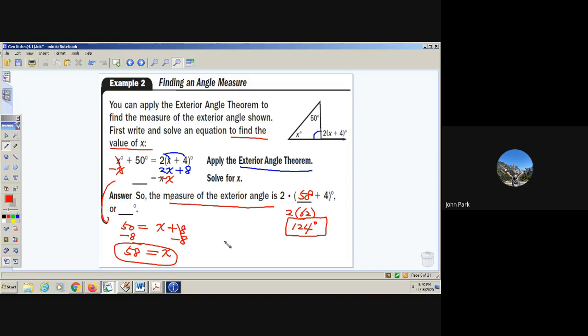Okay? So that's how we use the exterior angle theorem to solve for the x value first. And then after we solve for the x value, we plug it back in to find the measurement of the exterior angle there. Okay. All right. Next one.